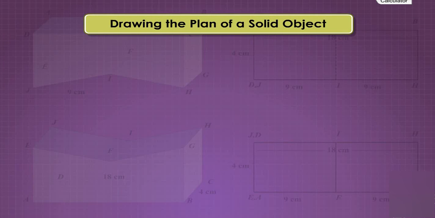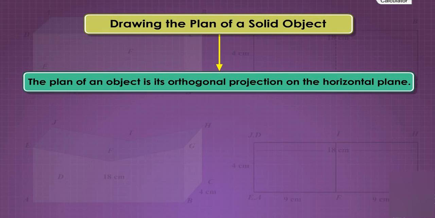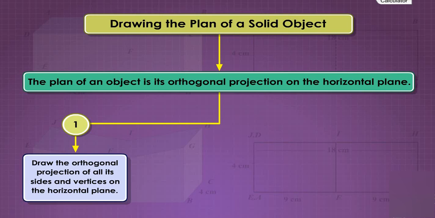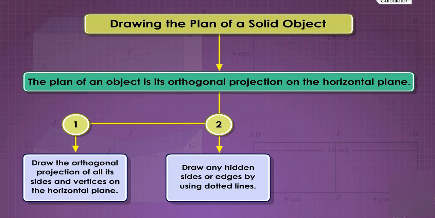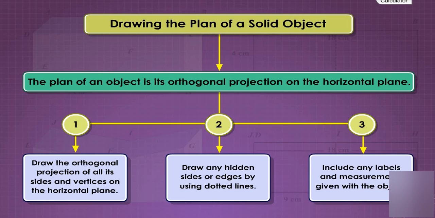In today's lesson, we learned about how to draw the plan of a solid object. The plan for any object is the orthogonal projection of all its sides and vertices on the horizontal plane. Any sides or edges that are hidden when viewed from the top are represented by dotted lines. Include any labels and measurements in the plan if they are shown with the given object.